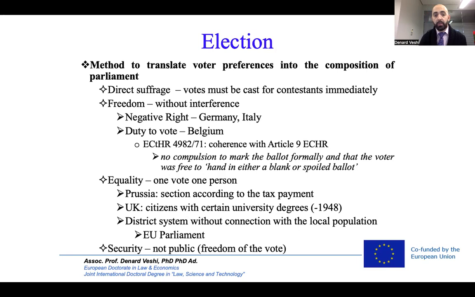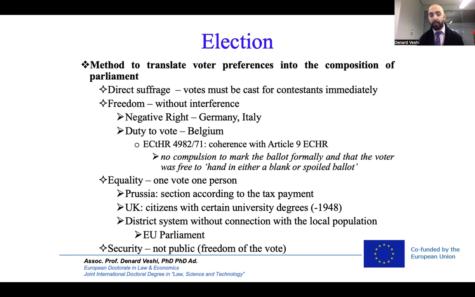Then direct suffrage means that votes are immediately voted, then there is freedom, which means without interference. In countries where in their national elections it is mandatory to vote, for example, as in Belgium or in Greece, it is also mandatory to vote in the European election. And the European Court of Human Rights has underlined that a mandatory election is not a violation of Article 9 of the European Convention on Human Rights.